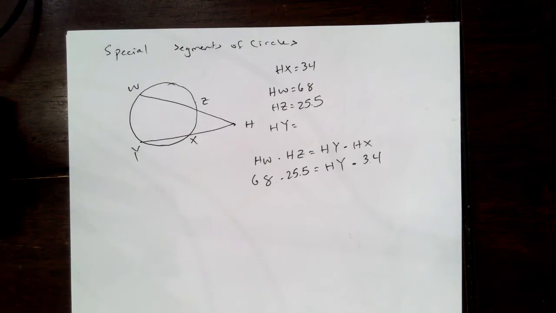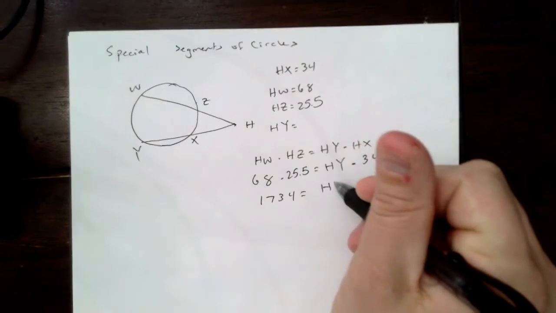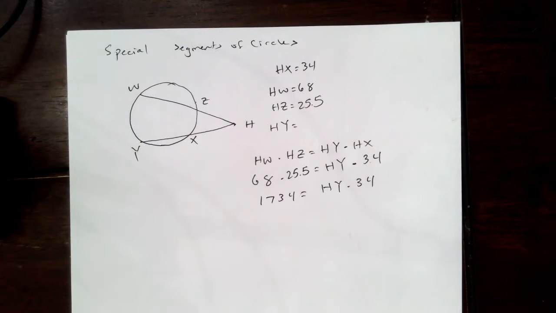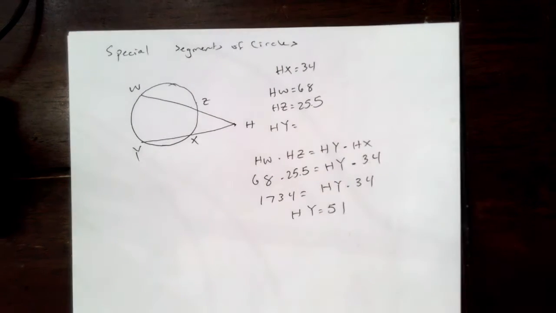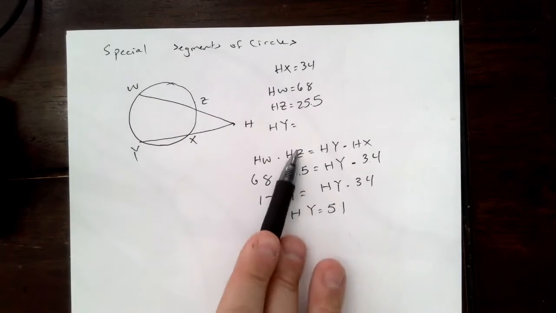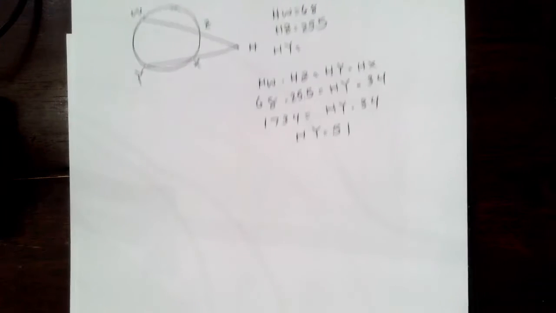I wish I could do that in my head. I can't. So 68 times 25.5 is 1734 equals HY times 34. And then we can just divide both sides by 34. So 1734 divided by 34 equals, so HY we know is going to be 51. So the entire line times the portion that's outside the line. Okay, that's the first one.